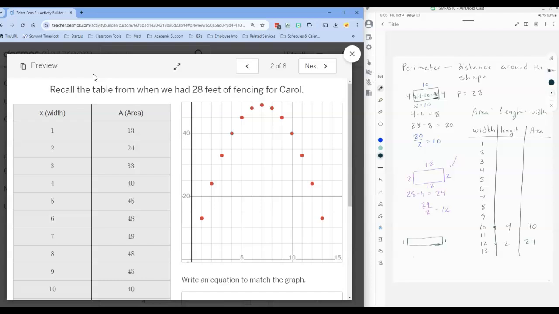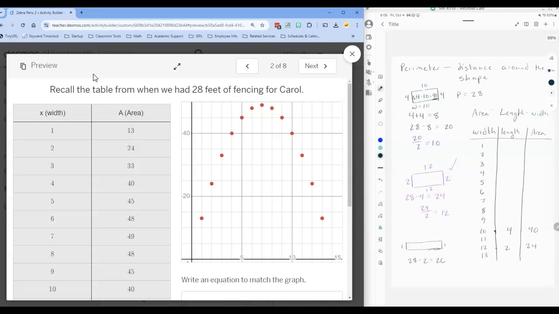So, once again, we take those 2 away from 28. We get 26 left. And then 26 divided by 2 will be 13. So each of these sides will be 13. So if our width is 13, our length is 1, and we multiply to get the area. 13 times 1 is 13.